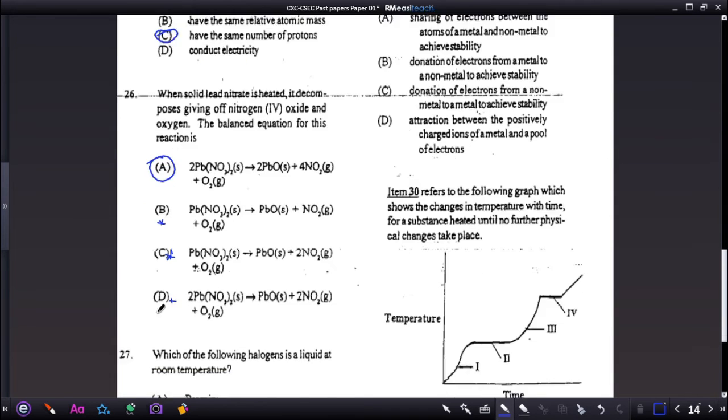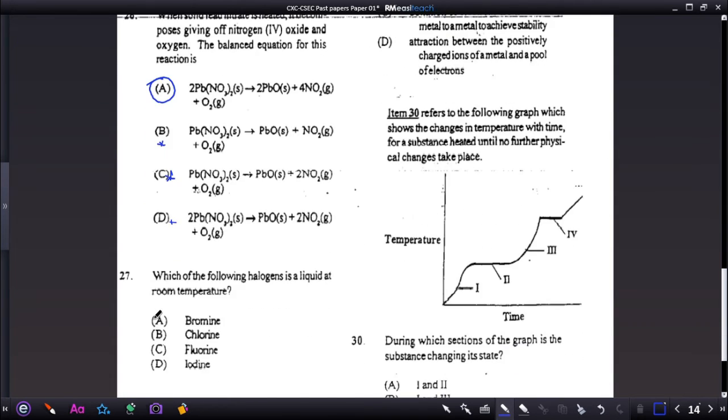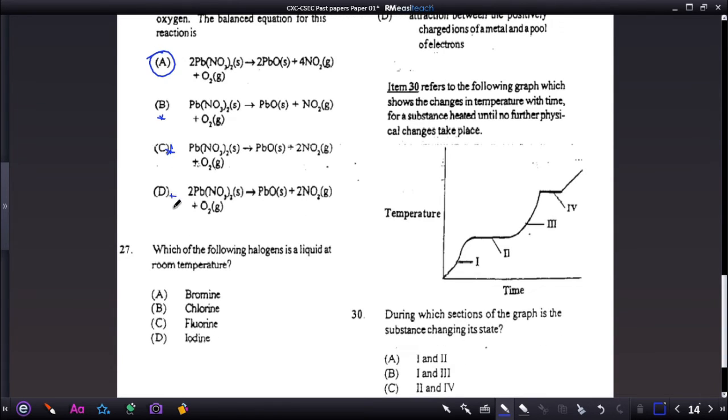Question 27. Which of the following halogens is a liquid at room temperature? Fluorine is a gas, chlorine is a gas, bromine is a liquid, iodine is a solid, and they're asking for the liquid, so it's bromine, so the answer is A.